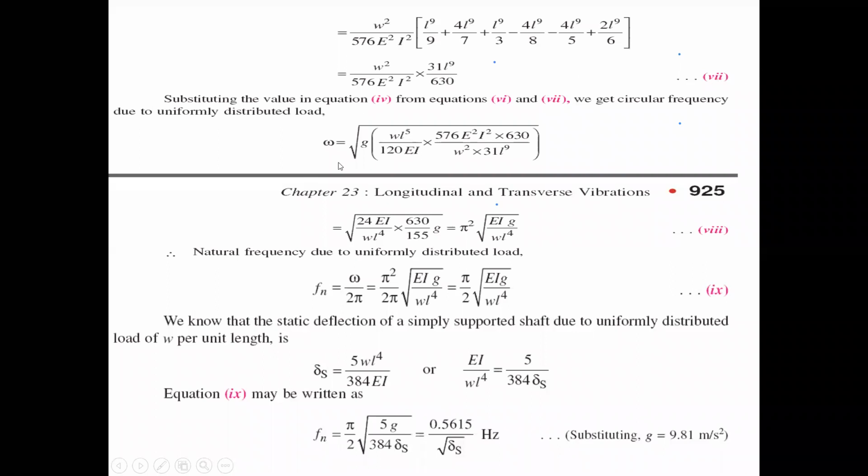From that, we may also find omega. When we know the omega value, we simply substitute it in the frequency, which equals omega by 2 pi. Just substitute the values. Then similarly, we find the static deflection delta S for the simply supported case.